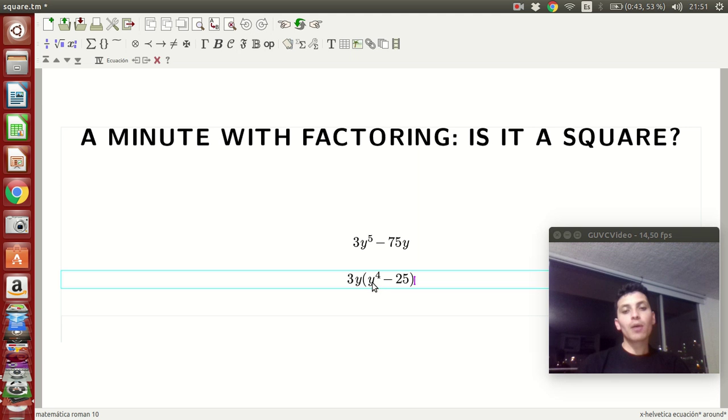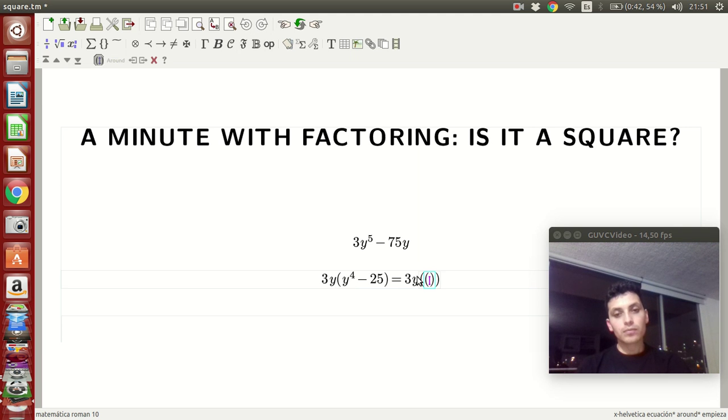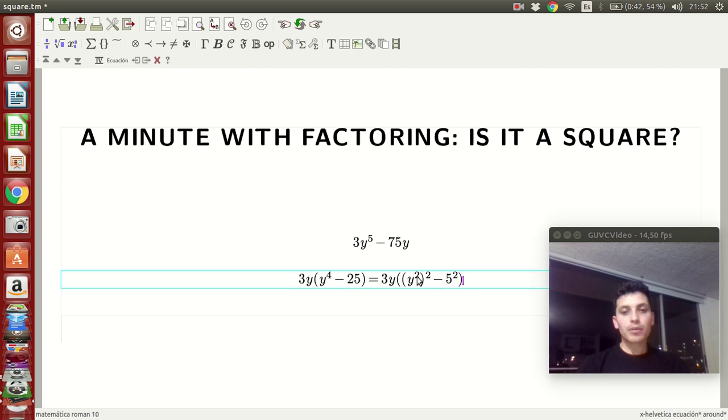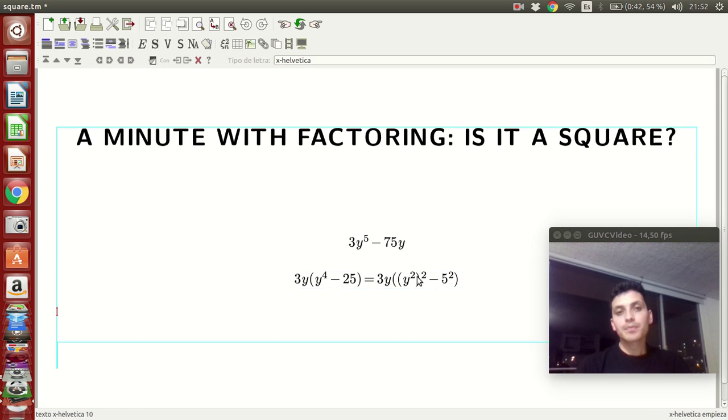So y to the fourth power, if you take the root, we'll have y to the second power. And what is the root of 25? 5. So it means that you can write this factor as y to the second power, that's the root of y to the fourth power, minus 5 to the second power. It means that we have a difference of squares. And if you have a difference of squares, we just have to apply the formula of difference of squares.